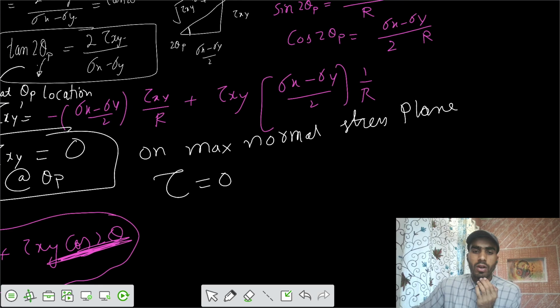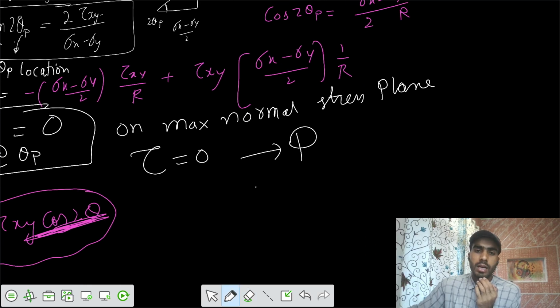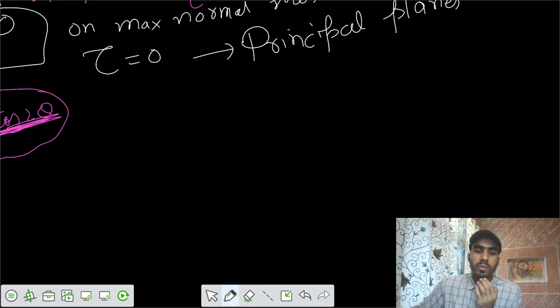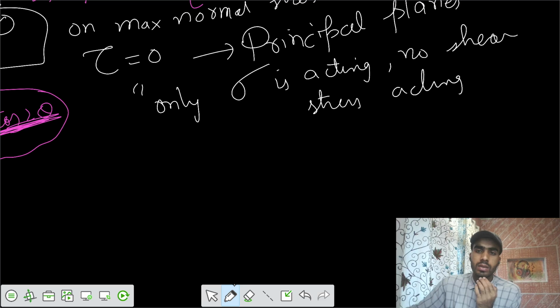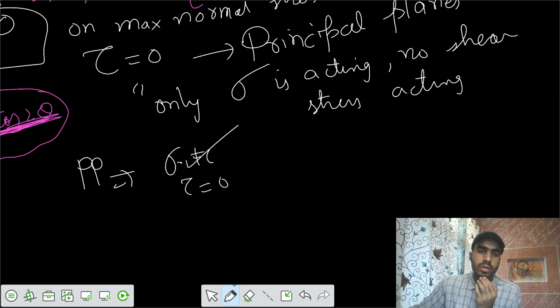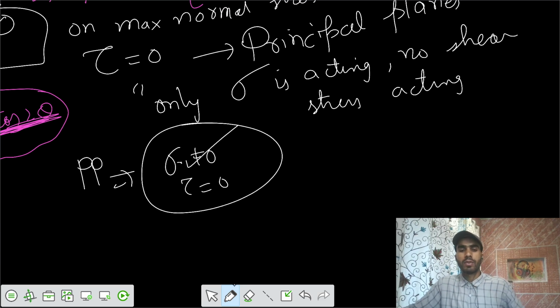That's what we call a principal plane. The plane on which shear stress is 0 we call a principal plane. On the principal plane only normal stress is acting, only sigma is acting, no shear stress is acting. So your principal plane has sigma, but your tau is 0. That's why I write that value of p.